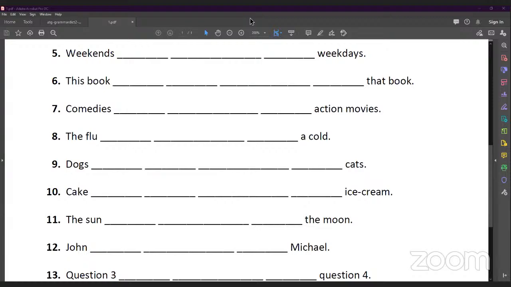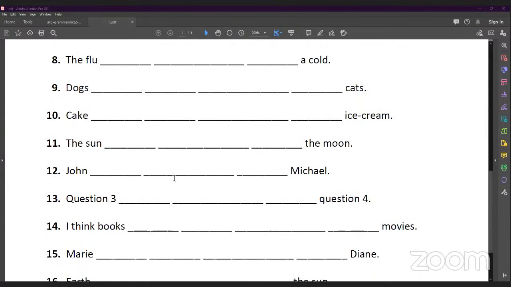Hi. Hello, Mr. Mina. Thank you. The flu is worse than a cold, dogs are more dangerous than cats. All right, works for me. Thank you. Number 10 and 11, please. Another volunteer. Hi, mister. Hello, Miss Adrian. Cake is more delicious than ice cream, and then the sun is hotter than the moon. Okay, makes sense. Correct.